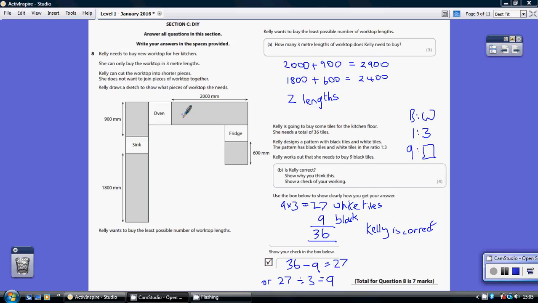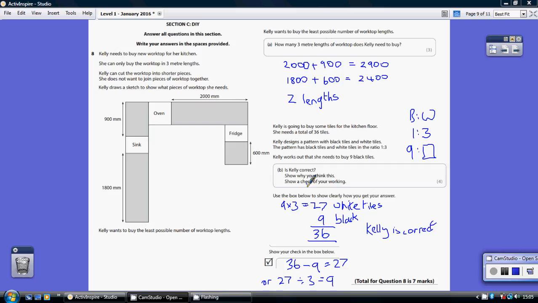So what I've done, I've just taken a couple, this 2,000 and this 900, and I can see that that's nearly used a whole length, so it's been pretty efficient. So those two I've put together to form one length using up 2900. That leaves me with this length and this length, which these two together is 2400. So I've only had to buy two lengths.